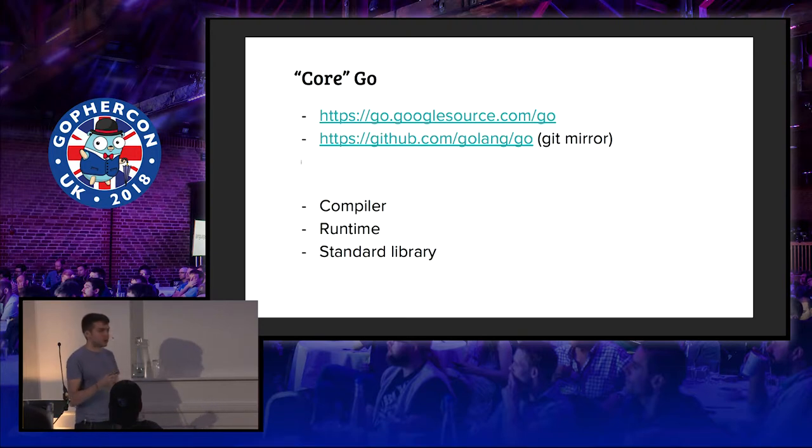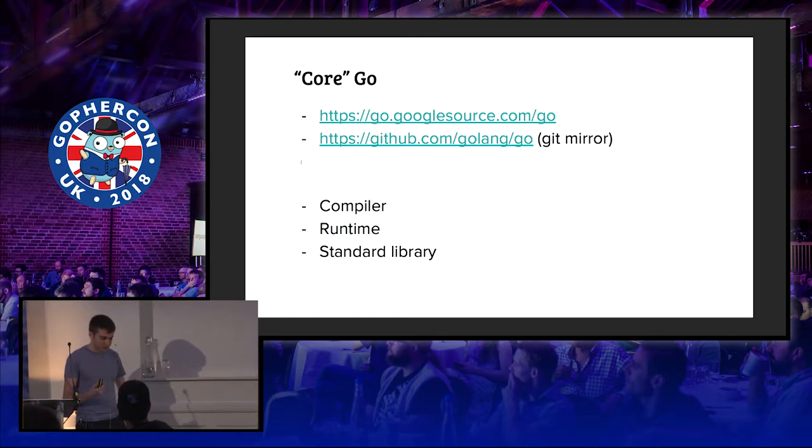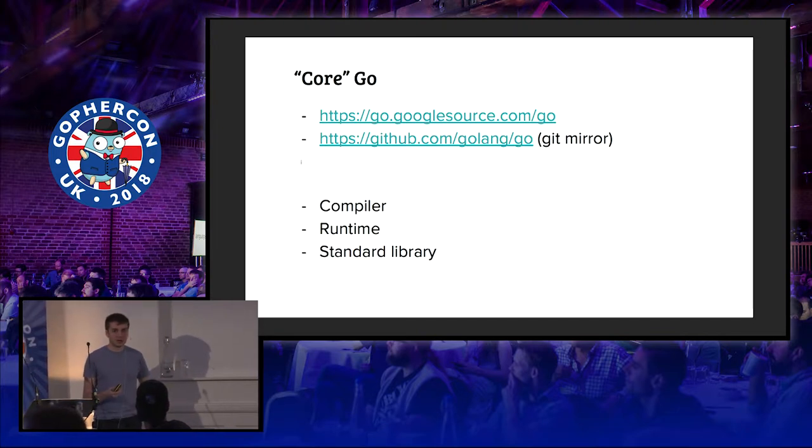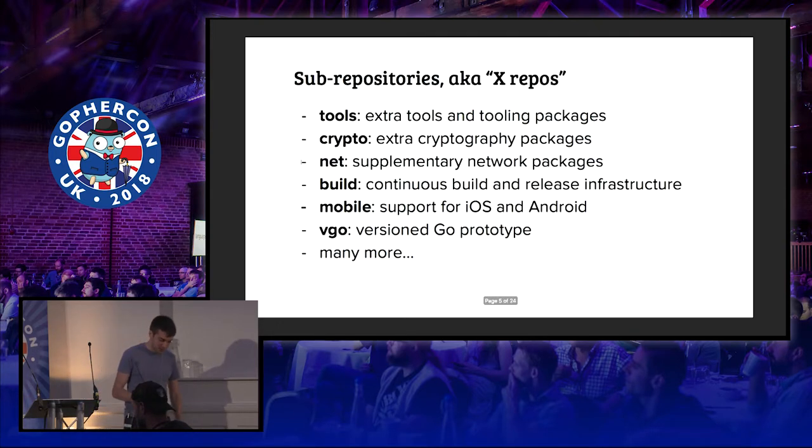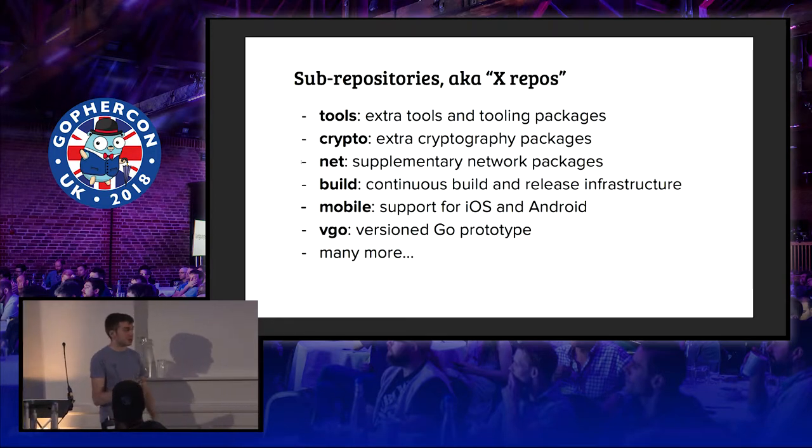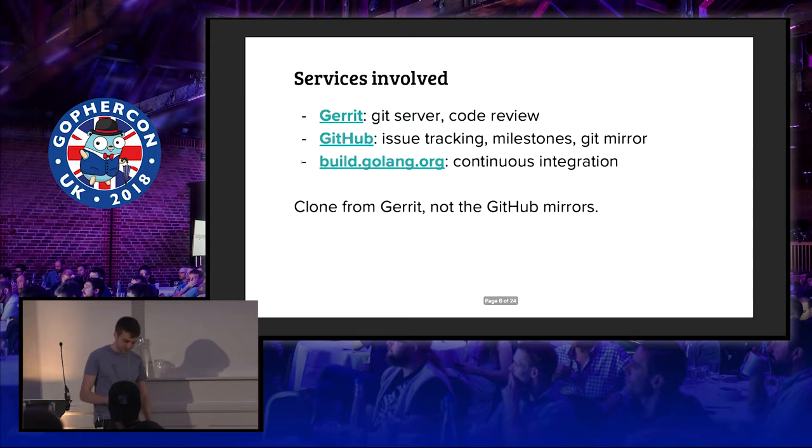What we mean by contributing to Go is all the official repos. There's obviously the main Go repo that you know about. You might know it from the golang/go mirror on GitHub, but it's the same thing. It contains the compiler, the runtime, the standard library, and other pieces like documentation. And there are also these sub-repositories, which are still official but not shipped with Go itself. You probably know some of them, like build or net or tools. For example, goimports is part of tools. It's not like gofmt, which is part of Go itself.